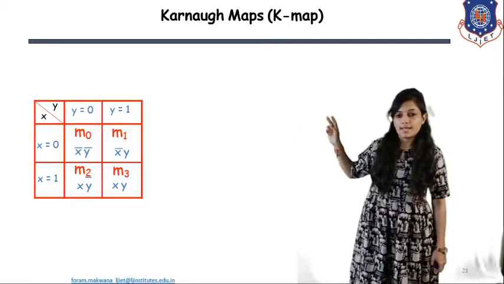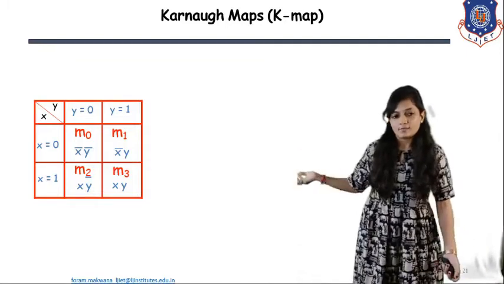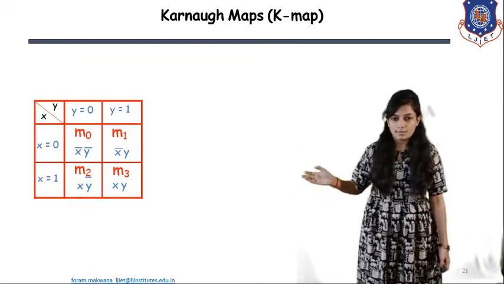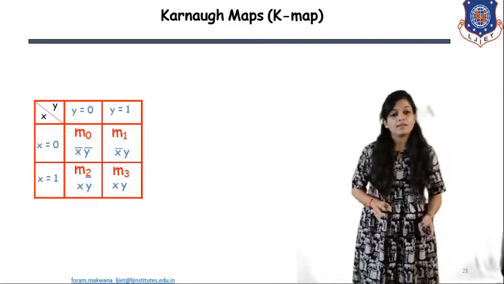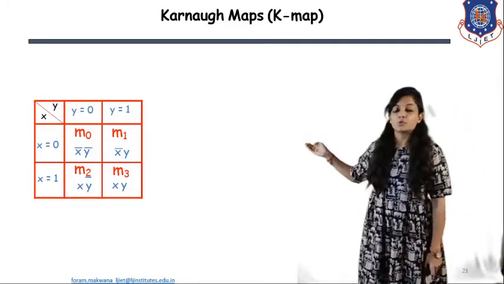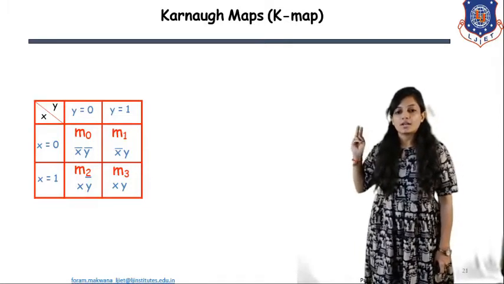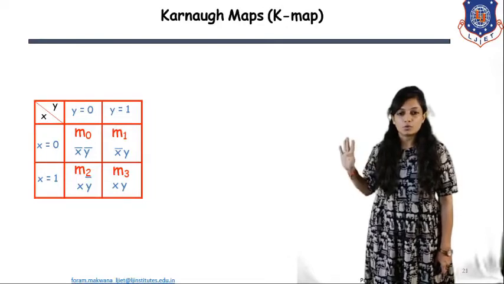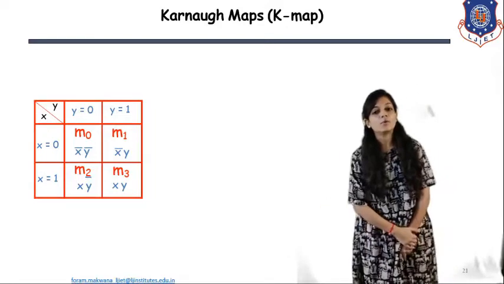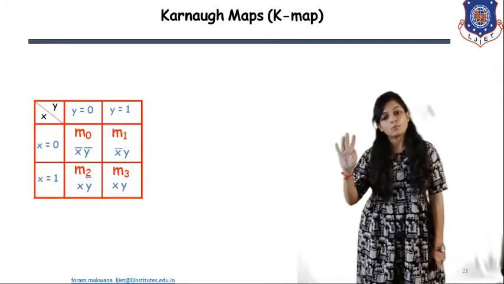2 variables means x and y. You can say x and y, a and b, m and n, anything. Now I have placed the x and y variables over here. As we know, 2 variables are there, so total combinations are 2 raised to 2, that means 4. Right? As there are 4 combinations, there are 4 blocks, 4 min terms.